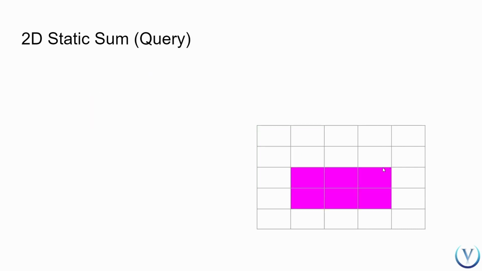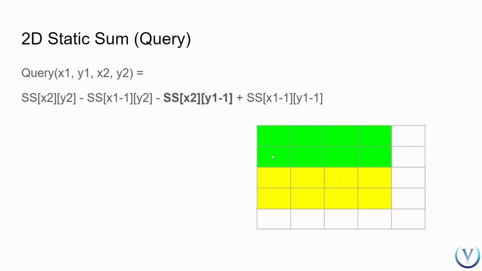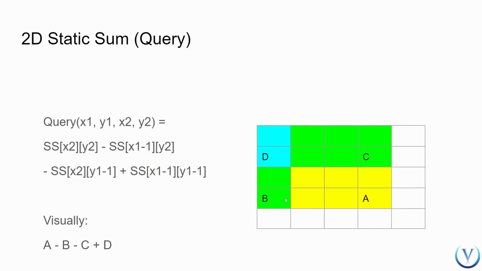Now suppose we want to query the following sub-rectangle. We can calculate it by taking the yellow rectangle, which starts from the top left and ends over here, minus the green rectangle, which starts from the top left and ends over here, minus the green rectangle again, that starts from the top left and goes over here, plus the blue rectangle. The reason why we need to add back the rectangle is because when we subtract away the 2 green rectangles, we've accidentally subtracted away the blue rectangle twice. So we need to add it back, and this is a concept that we see in the principle of inclusion and exclusion. So visually, the yellow rectangle is A minus B minus C plus D.